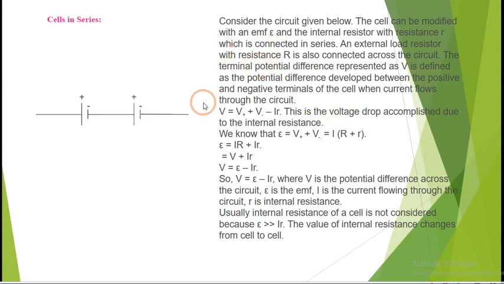Consider the circuit given below, that is the connection. The cell can be modelled with an EMF and an internal resistor with resistance r, which is connected in series. You can note it down over here. The terminal potential difference, represented as V, is defined as the potential difference developed between the positive and negative terminals of the cell when current flows through the circuit. You can write V is equal to V plus minus V minus Ir.